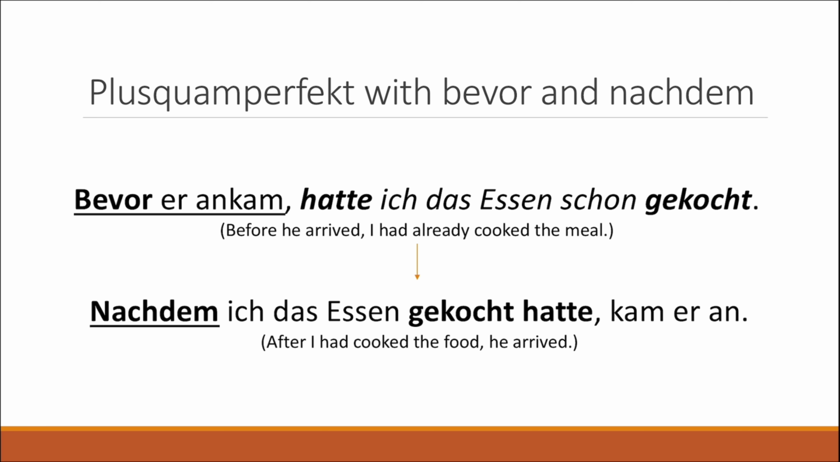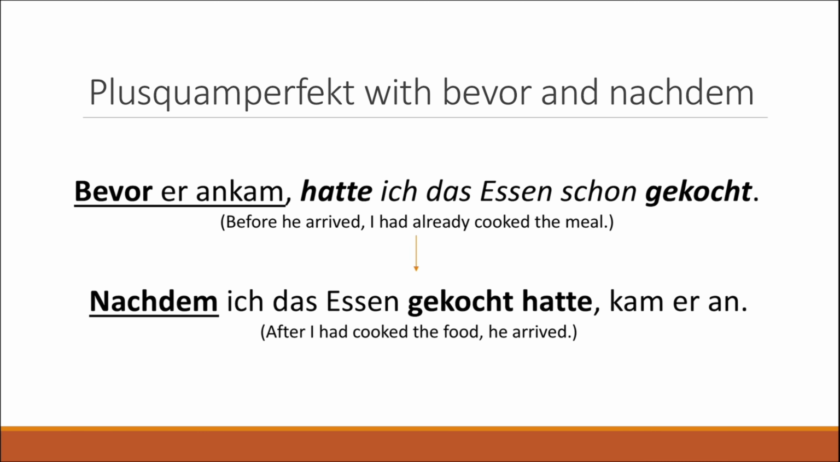Now in this sentence, the word "nachdem", after, introduces the action that first happened in time: "gekocht hatte", so had cooked the food. And the structure also emphasizes the sequence, showing that the cooking was done before the arrival, as the main clause describes the action that occurred afterward, so the fact that he arrived.